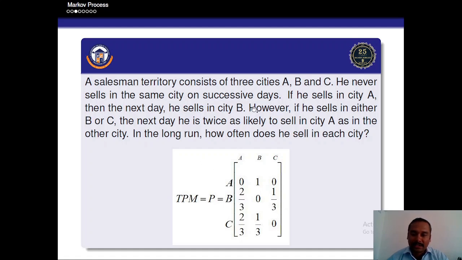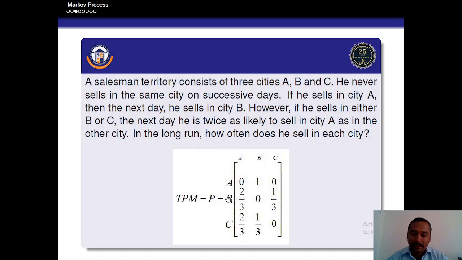Then come to the next statement. However, if he sells in either B or C, so the first day he may sell in city B or C, then the next day he is twice as likely to sell in city A as in the other city.